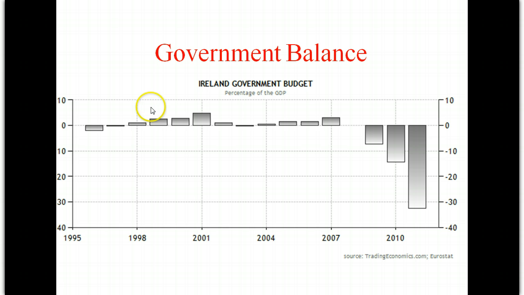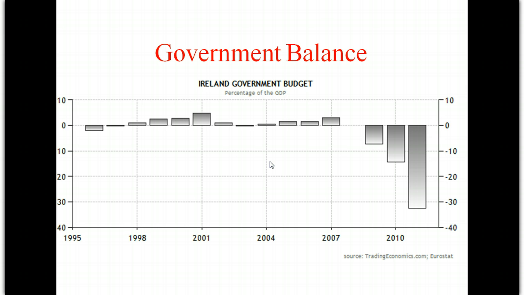And as soon as the economy hit the downturn in 2007, we went from having a surplus to one of the largest deficits seen in the world in a very short period of time. So by 2010, the deficit was at 32% of GDP, a deficit of almost 50 billion euro in 1 year.